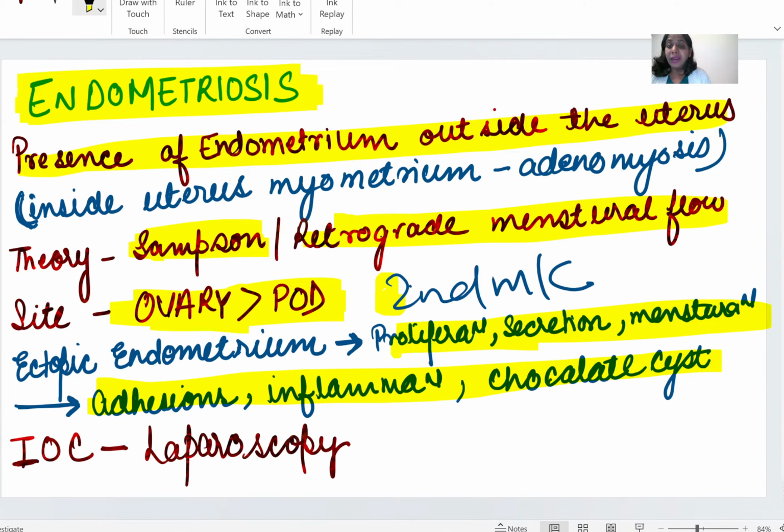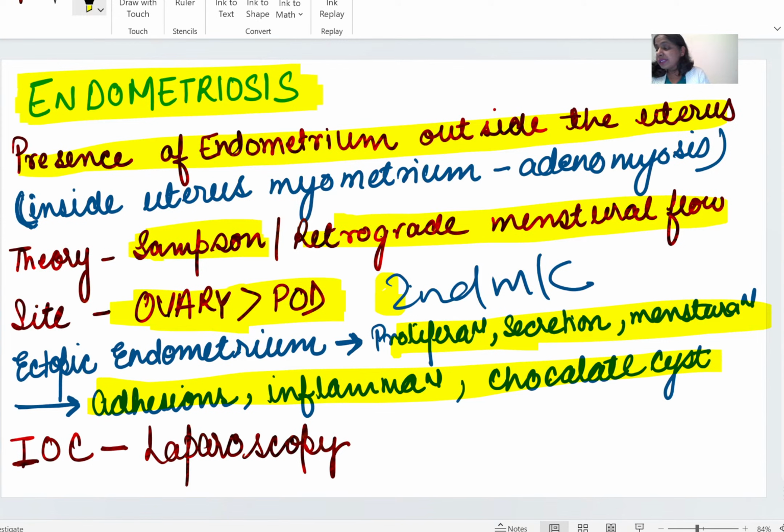So wherever there are endometrial deposits, they will undergo adhesions and inflammation, and in the ovary there will be formation of chocolate cyst. Deposited blood will clot and form the chocolate cyst.